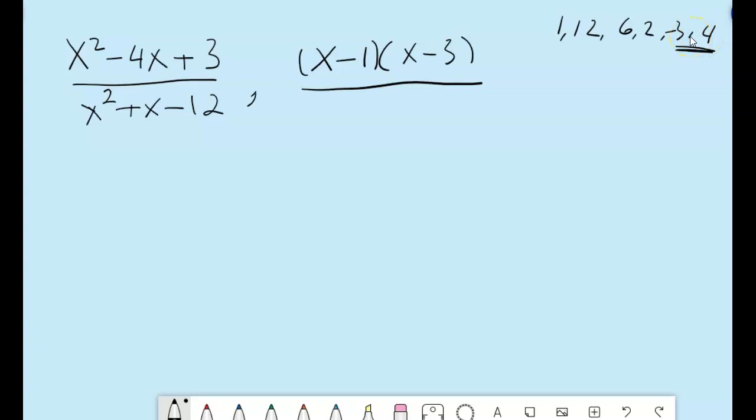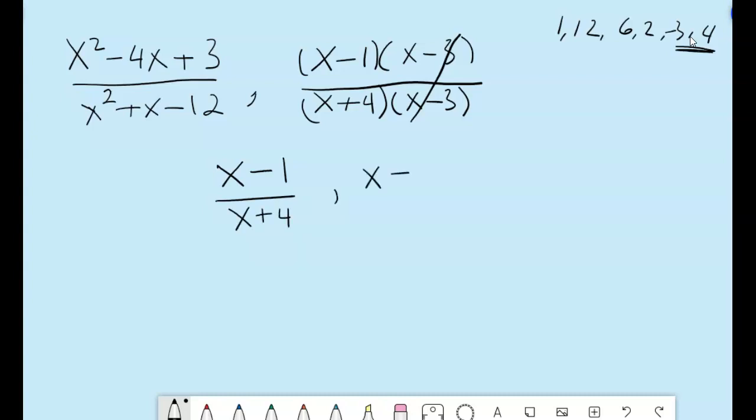So we put that here. So here x plus 4 and then x minus 3. And we realize that x minus 3 is common. We have it at the top and at the bottom, so they become 1 and go away, leaving us with x minus 1 over x plus 4, where we say that x cannot be equal to -4, as our final simplified form.